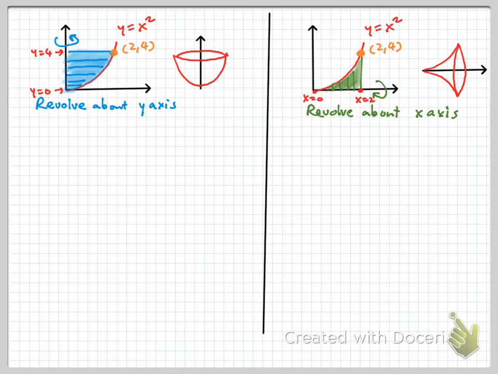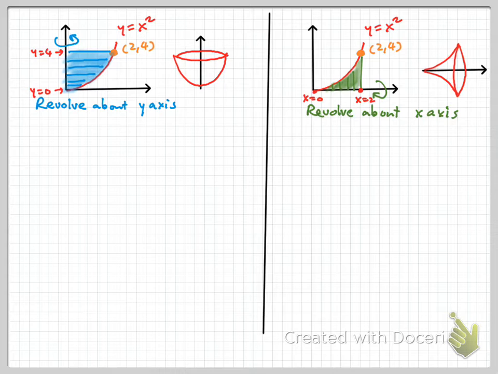In this part, I'm going to show you some more examples on how to do the definite integration to find the volume of revolution. So here on the screen we have the same graph, right? The graph is y equals x squared, and the point is (2, 4). It's the same on both sides.